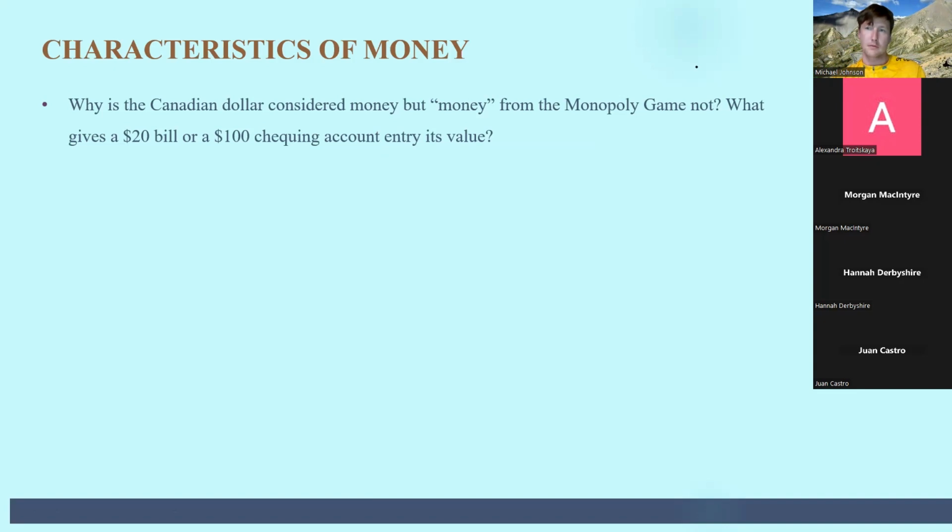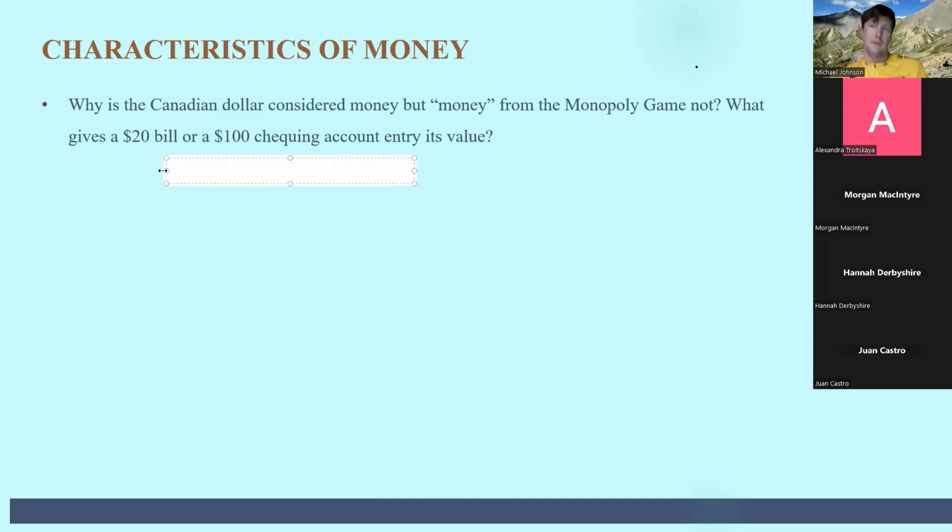I think that the validity of each currency is distinguished by the central institution. In our case, it's the Canadian Central Bank. They establish the currency that is official, and this is the one that counts and can be exchanged. So that's why Monopoly game money cannot be counted, unfortunately. What gives a $20 bill or $100 checking account entry its value?